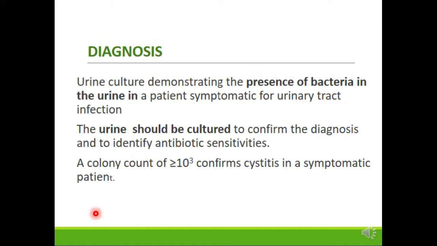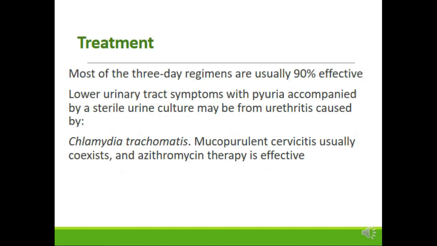That means when the patient is symptomatic, we only need the presence of a colony count of more than 1,000, while in asymptomatic bacteriuria we want a colony count of 100,000. Here she is symptomatic of urinary tract infection. Treatment of acute cystitis: most of the 3-day regimens are usually 90% effective in treatment.